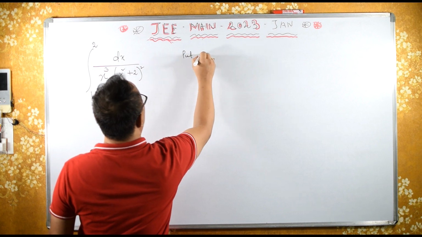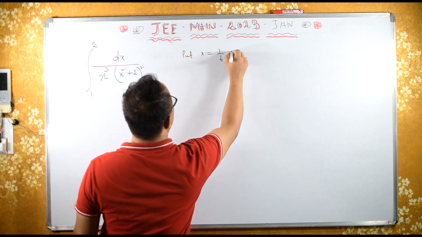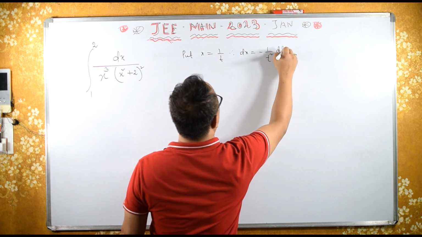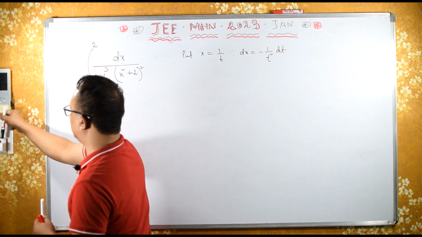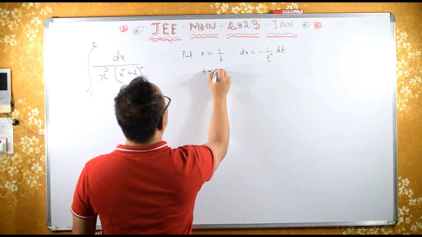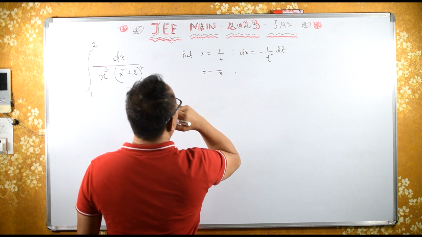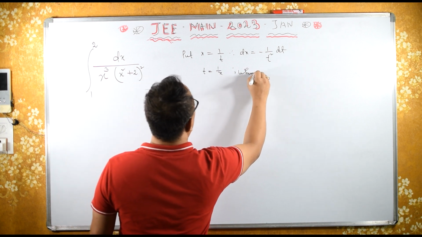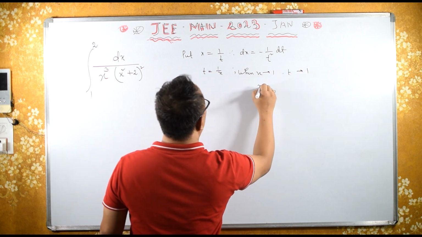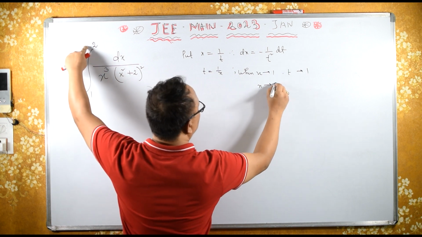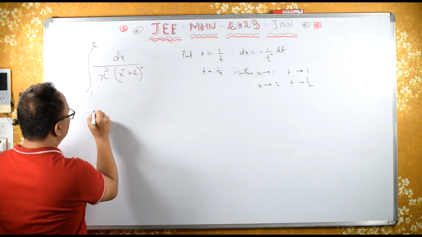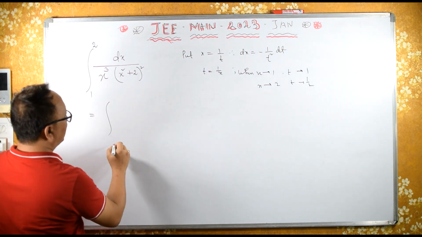Substitute x equals 1 by t, which implies dx equals what? Minus 1 by t square dt. Or you can say t equals 1 by x. Now, let's change the limits. When x tends to 1, t tends to 1. When x tends to 2, t tends to half. Therefore, these limits become what? 1 to 2 becomes 1 to half.